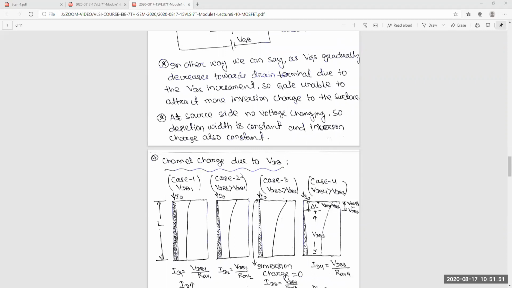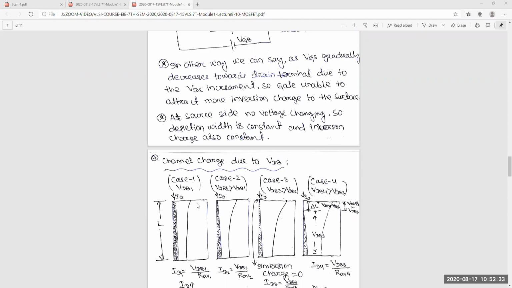In the first case, it is almost uniform. VDB is almost the same, but a little bit more than VSB. So you can see at the drain end the depletion region slightly increases, and the inversion charge slightly decreases. Is it clearly visible? From source side to drain side, the inversion charge is slightly less, and the depletion region is slightly more. That is case 1.